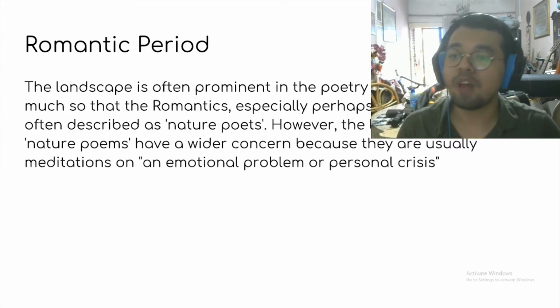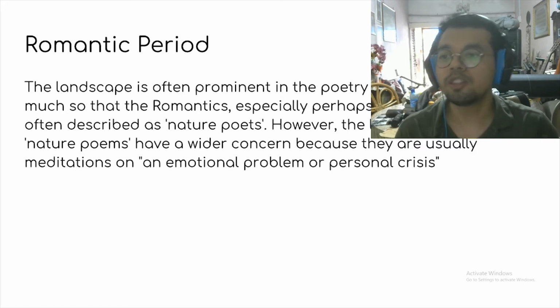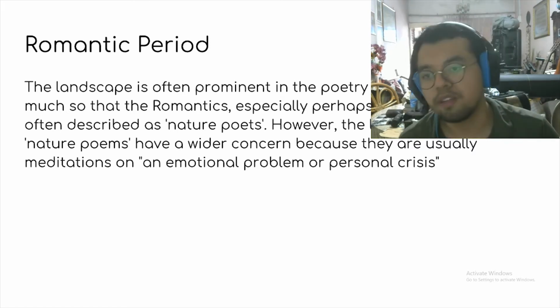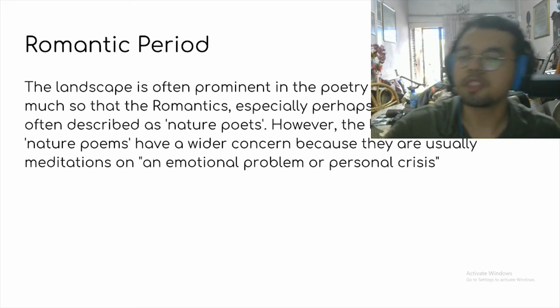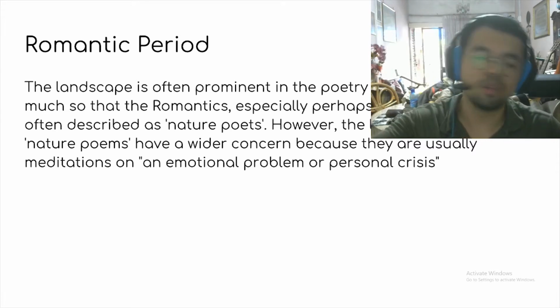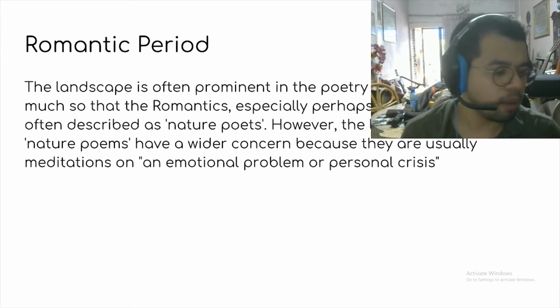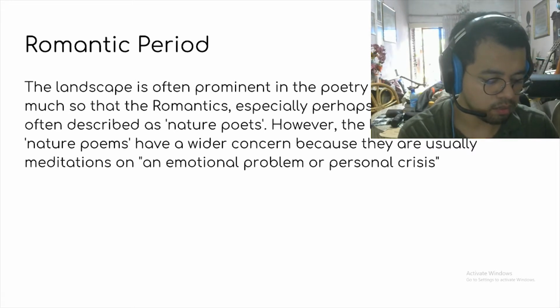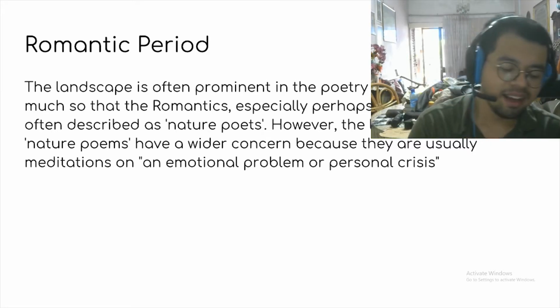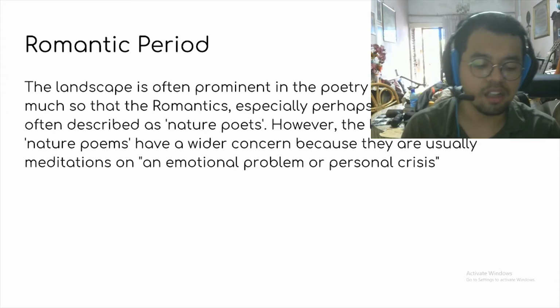Alright, so the landscape is often prominent in the poetry of this period. So much so that romantics, read it yourself. I'll read it for you because you're too lazy. Especially perhaps Wordsworth, the ambient nature poet, and he will use that to deal with emotion. There's one poem, I'm going to check it for a moment. It's about a pond, flower poem by Wordsworth. What's it called again? Daffodils! Yeah! The name of the poem is I Wandered Lonely as a Cloud.